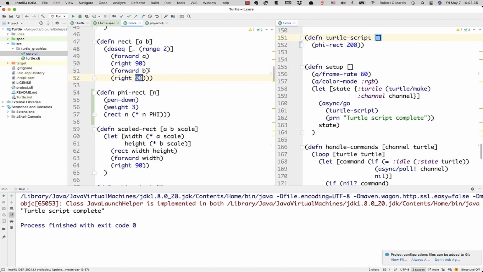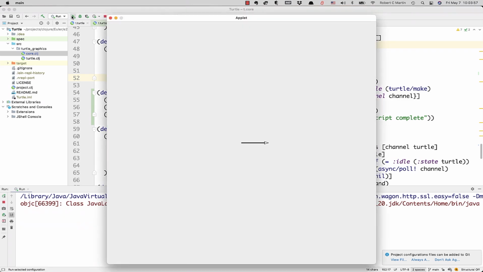Okay, now here is the script that we're going to execute for the turtle. It's the phi rect of 200. And so let's see what this draws. There's our rectangle, little turtle drawing across the screen, and that is a golden rectangle. Now, does that look particularly pleasing to you? Do you find some artistic consonance with that particular shape?